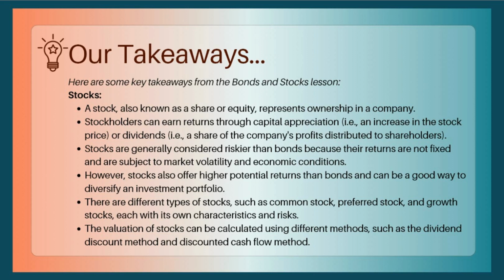Stocks are generally considered riskier than bonds because their returns are not fixed and are subject to market volatility and economic conditions. However, stocks also offer higher potential returns than bonds and can be a good way to diversify an investment portfolio. There are different types of stocks, such as common stocks, preferred stocks, and growth stocks, each with its own characteristics and risk. The valuation of stocks can be calculated using different methods, such as the dividend discount method and discounted cash flow method.